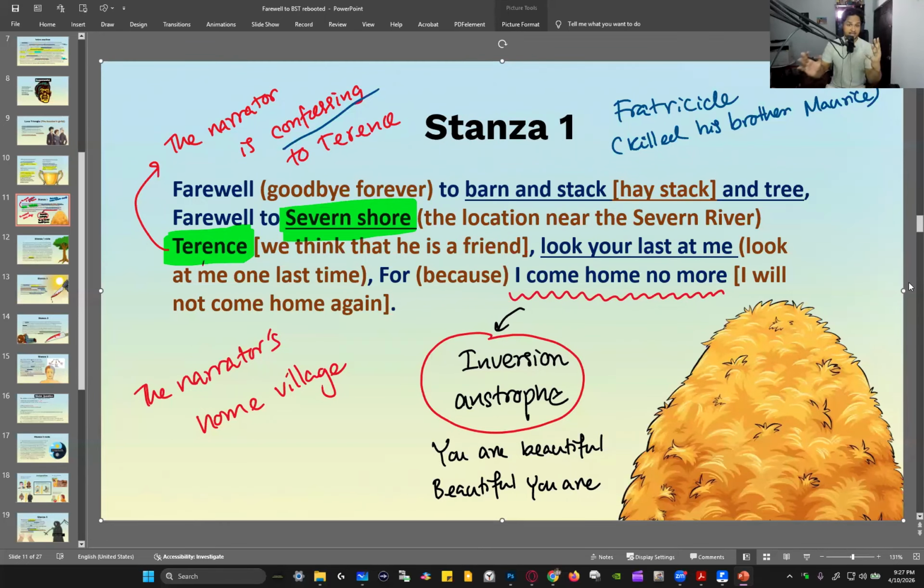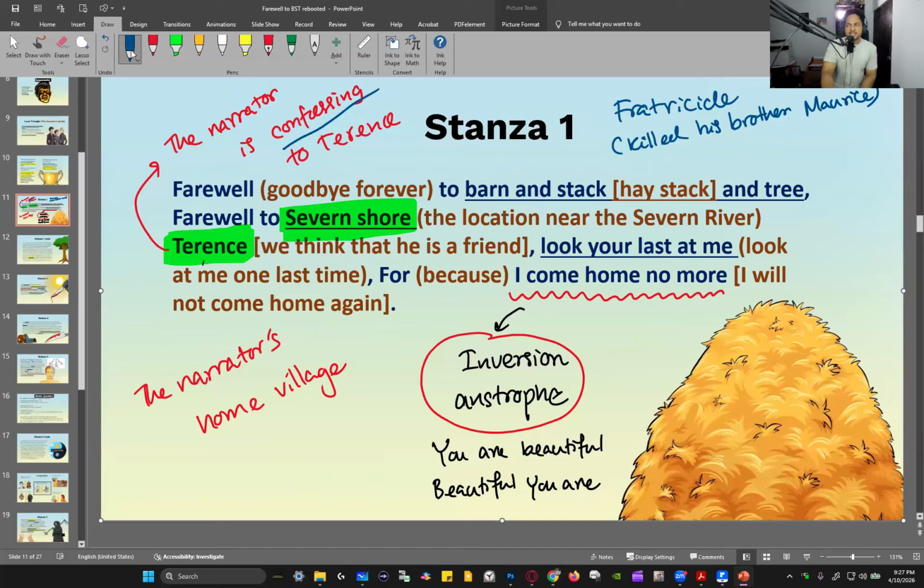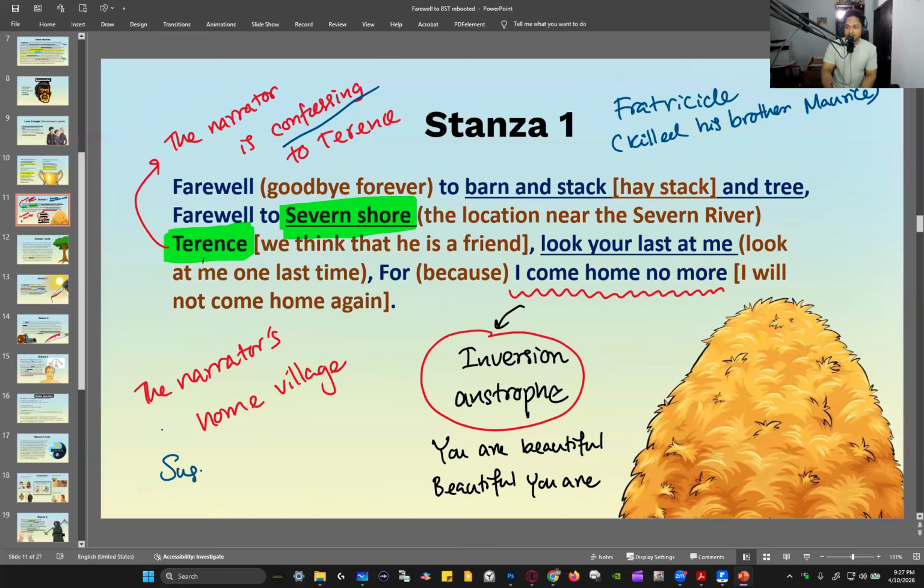The narrative, right, creates suspense. Now there is another technique. It's called suspense. What do you mean by suspense? You don't know what is going on. You don't know why the narrator is about to abscond, right? You don't know why the narrator is about to leave.